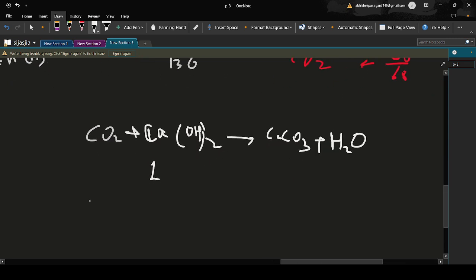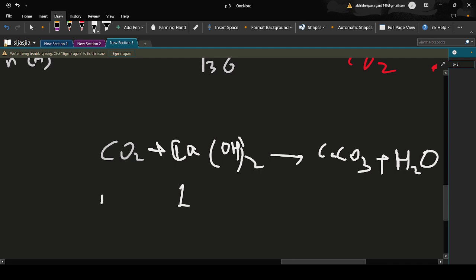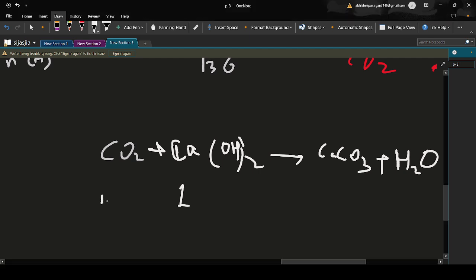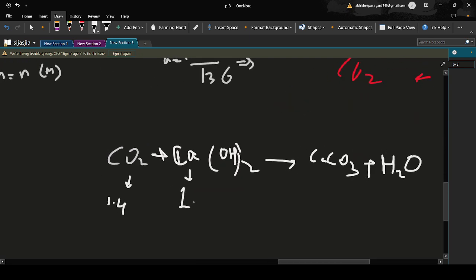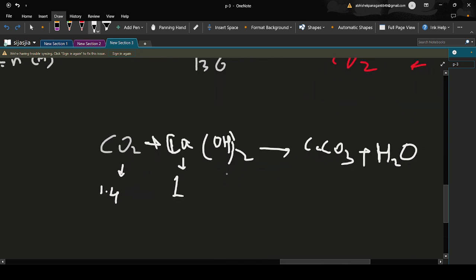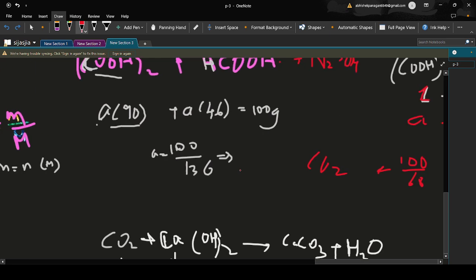Let's see which is the limiting reagent. 100 upon 68 is 1.4 moles of CO2 and one mole of Ca(OH)2. So the limiting reagent here is Ca(OH)2, so the reaction goes according to this because it's completely consumed. So one mole of this is producing 100 grams.